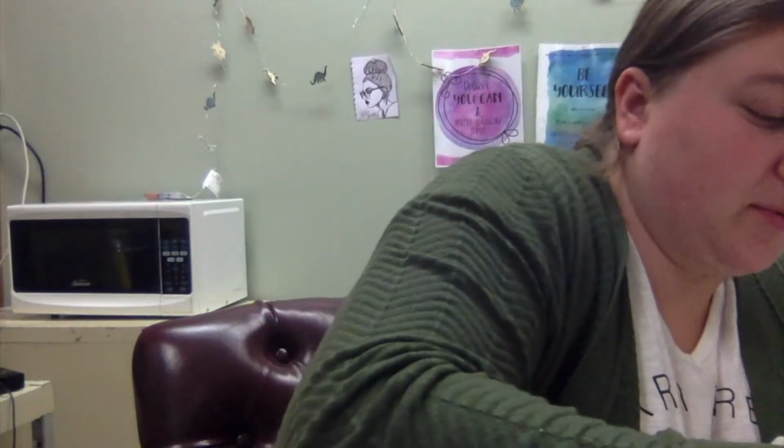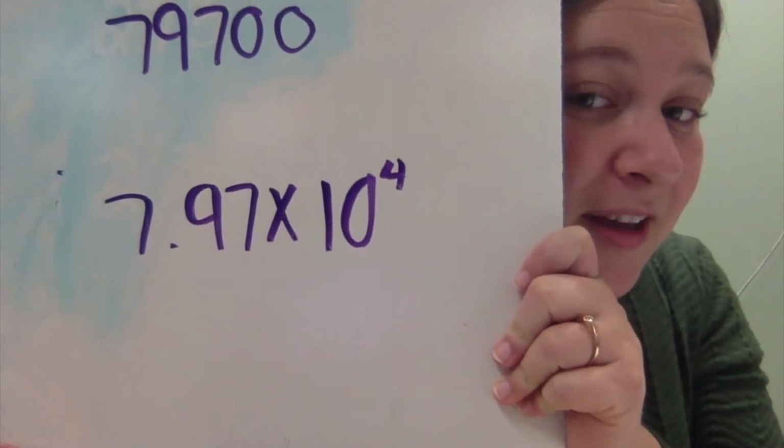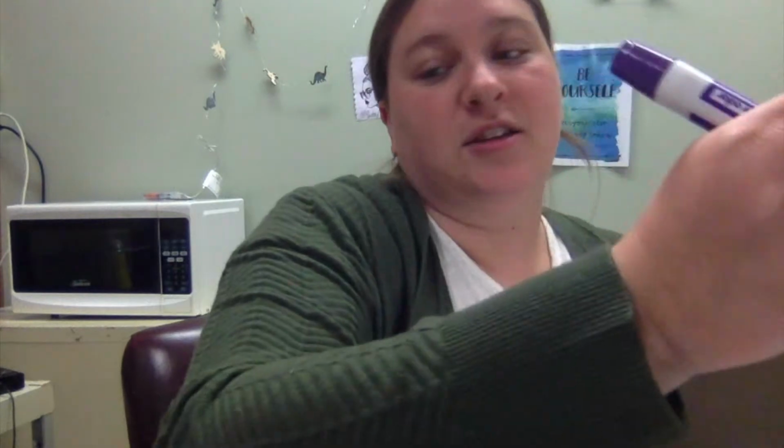So I'm going to write it here on the whiteboard so you can see how it's written normally. 7.97 times 10 to the fourth power. So it's just all up to you, kind of being smarter than your calculator, being able to interpret what it is saying. The next ones that we're going to do are going to be decimals, just so you can see how the negative exponent looks on your calculator.